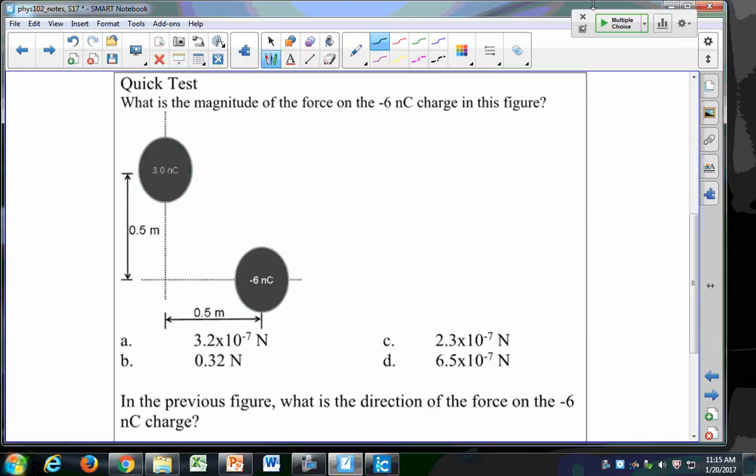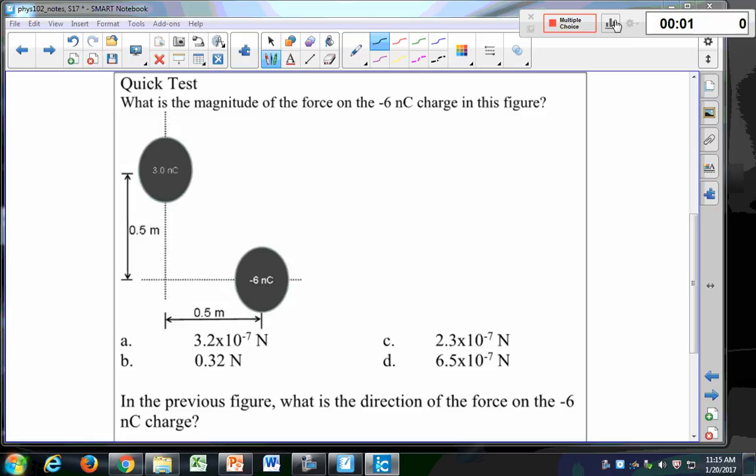What is the magnitude of the force on the negative 6 nanocoulomb charge? If you can't see this, this is positive 3 up here, and this is minus 6, if you don't have it in front of you. And they're both nanocoulombs. If you finish this one, go on and figure out the direction of the force on the minus 6 nanocoulomb charge, and we'll do that next.